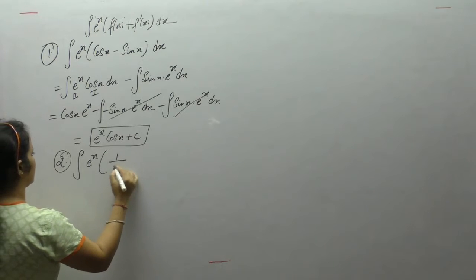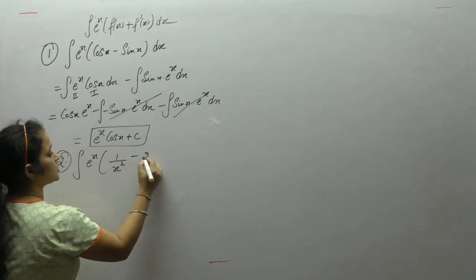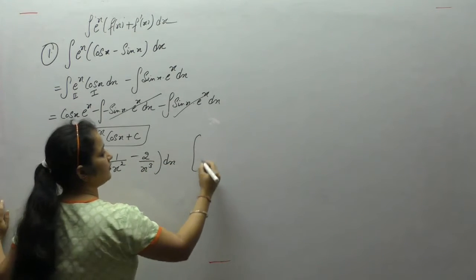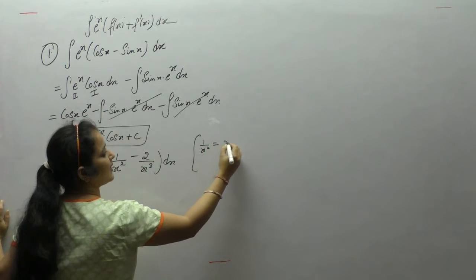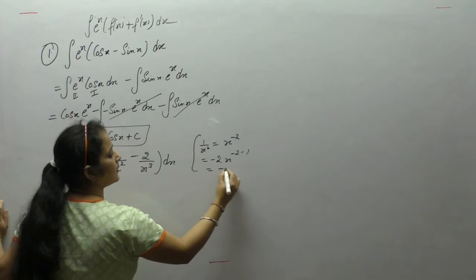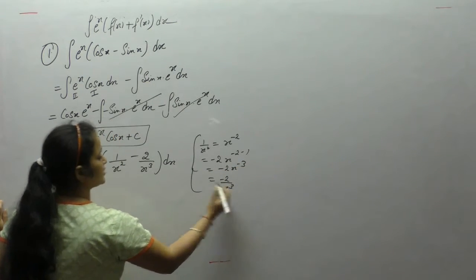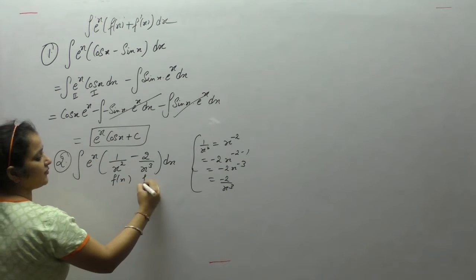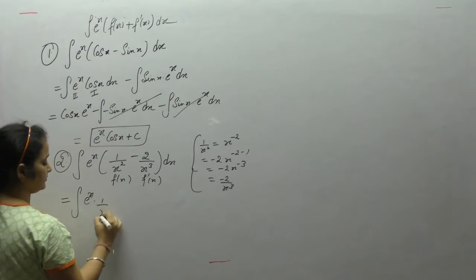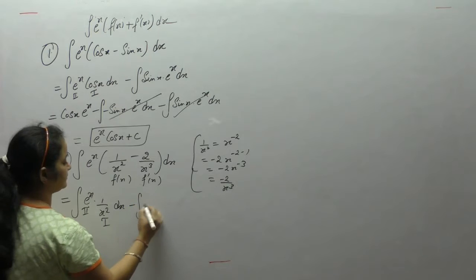Next is e^x into (1 upon x square minus 2 upon x cube). Now we know the derivative of 1 upon x square, that is x^-2, is -n x^(n-1), that is minus 2 upon x cube. So this is f of x and this is f dash x. Again apply the same rule by taking this function as first and this as second.